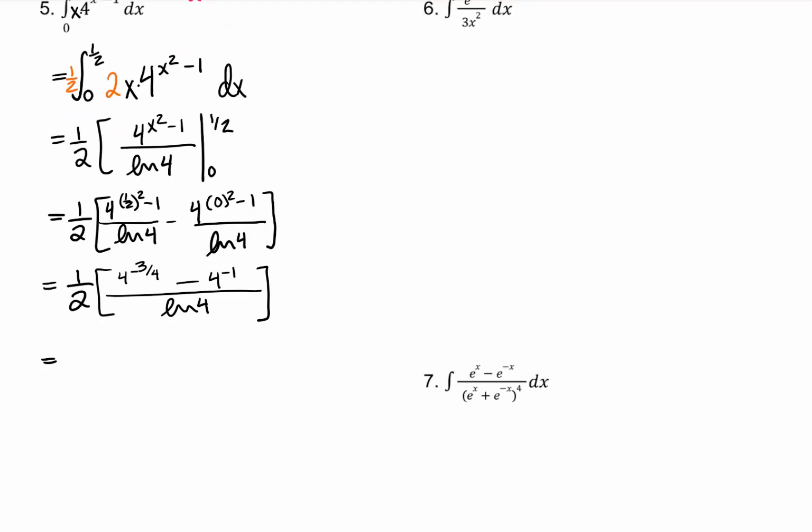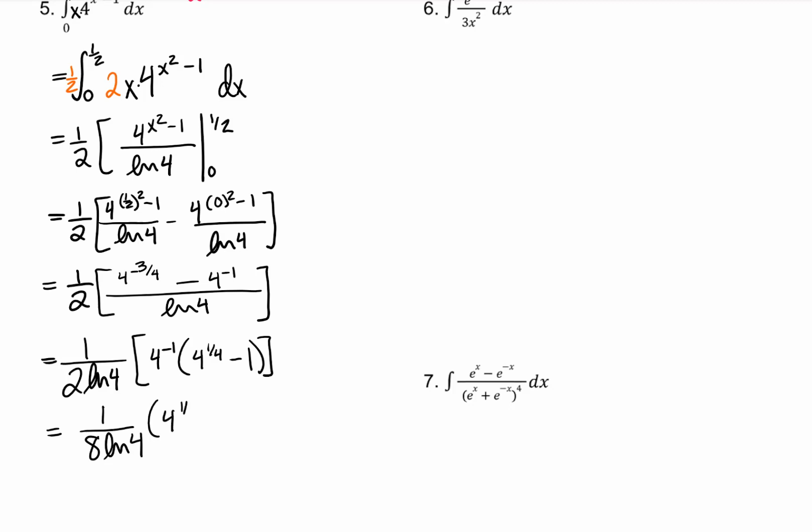So I factored out the 4 with the smallest exponent. We could even write this as 2 ln 4 and factor out the ln 4 as well. Four to the negative 1 will now be in the denominator, times that 2. 4 to the 1/4 minus 1. You could leave it as a fractional exponent.